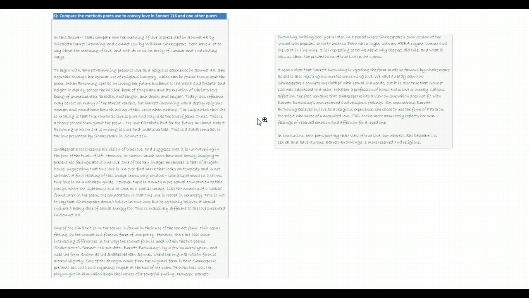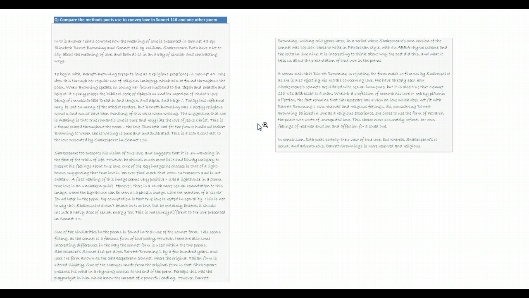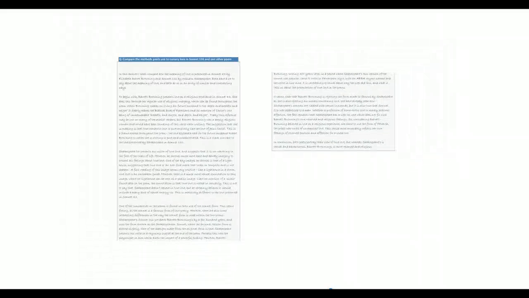It's a mock answer to the question, compare the methods poets use to convey love in Sonnet 116 and one other poem. So obviously it's from the English literature course, and I think this is a good example. Obviously this is typed, but this is a good example of what it can be like when you're marking work. You can look at a piece of work and think, where do I start? There is so much here. Where do I start? And I think the marking grids will help you with that.